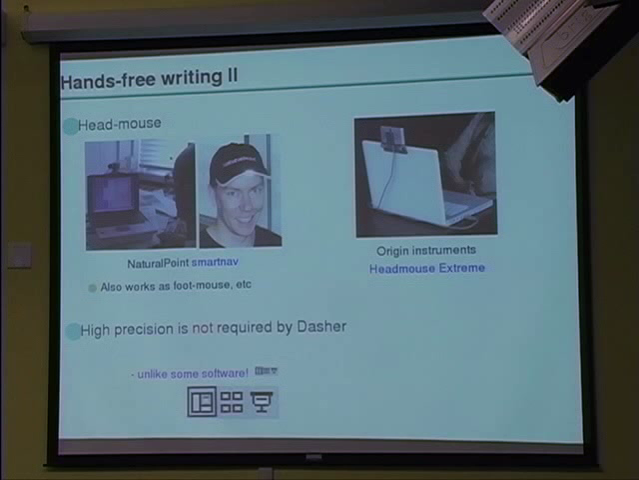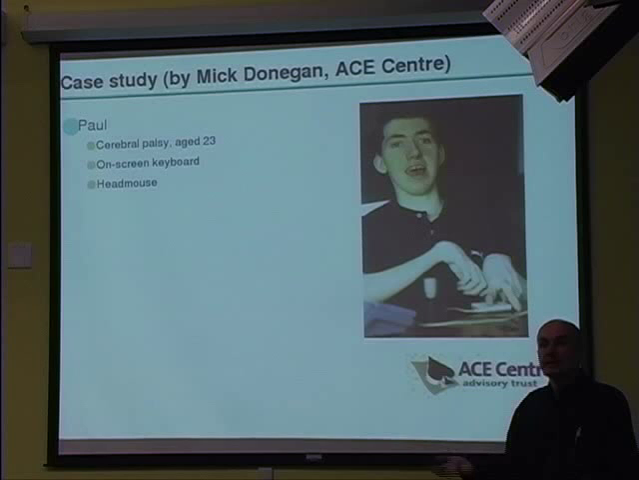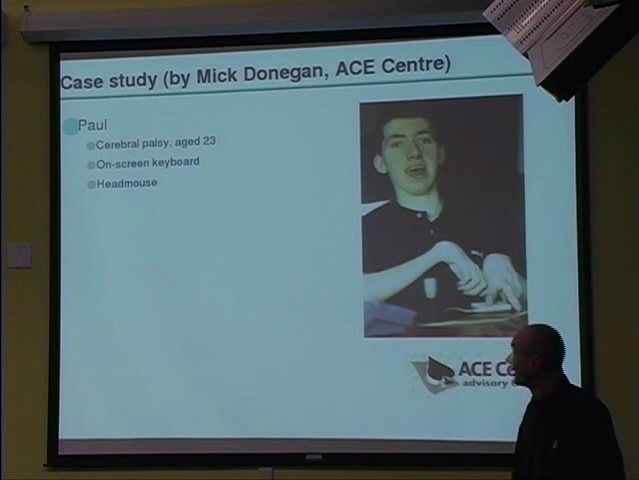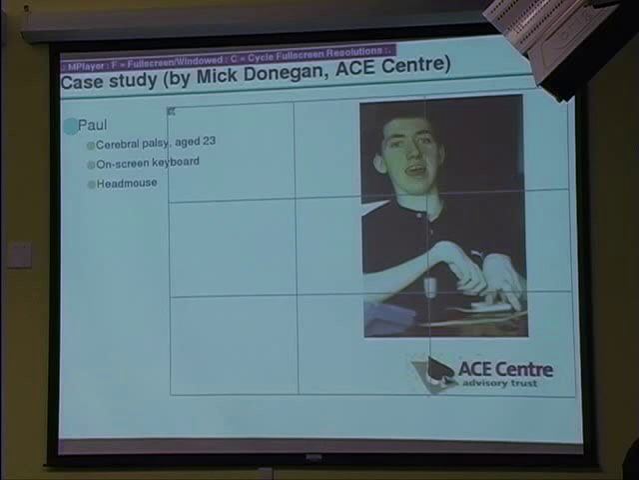And maybe the proof of the pudding is to actually do a study on a real user. And Mick Donegan at the ACE Center in Oxford made a study of a young man called Paul, who has cerebral palsy, has been in a wheelchair all his life, has great difficulty controlling his muscles, can't talk, and who has been using, until Mick introduced him to Dasher, an on-screen keyboard with a head mouse for all his communication. And here's a video of Paul using Dasher after, I think, a month or so of trying it out.